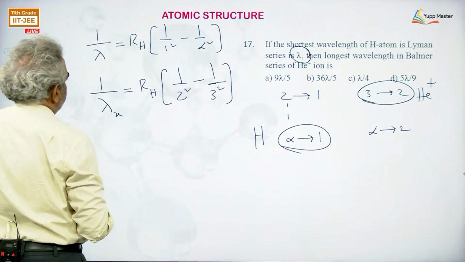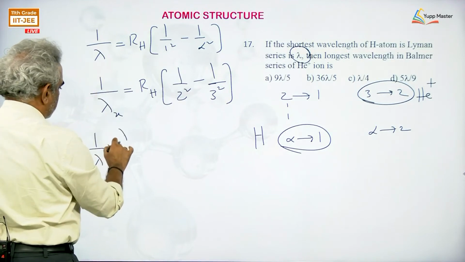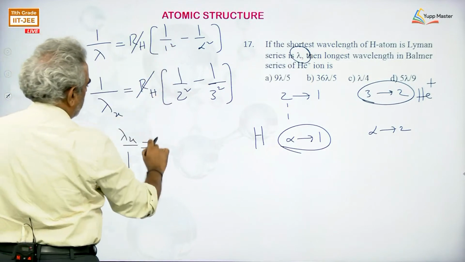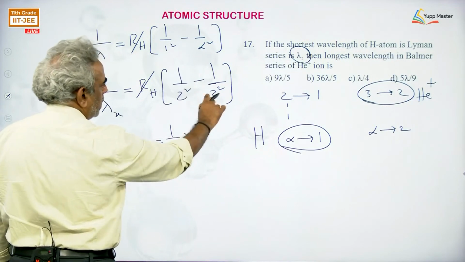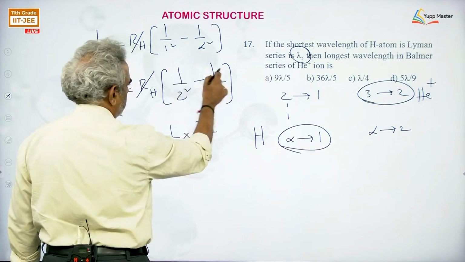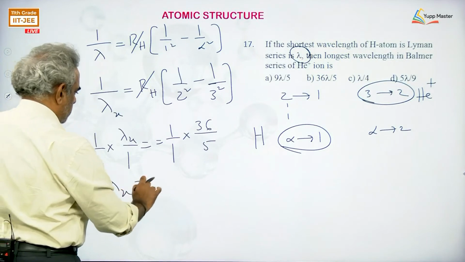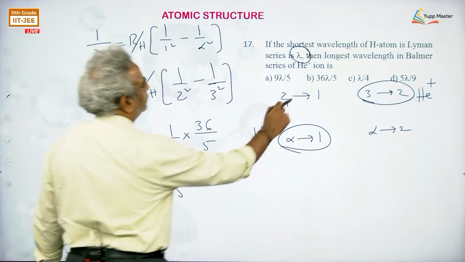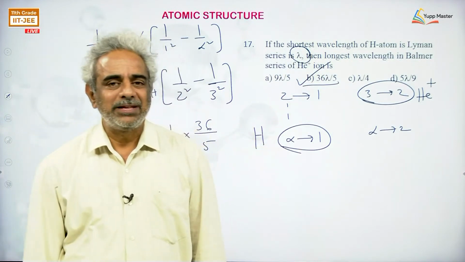And this is going to give me, if I just take a division of this, I will get lambda x by 1, RH will get cancelled. This is going to give me 1 by 1 and this will be reversed into, this is how much? 36. 36 by 9 minus 4 is 5. So, lambda x is equal to 36 lambda by 5. Is it there? Yeah. A simple comparison between two spectral lines wavelengths.